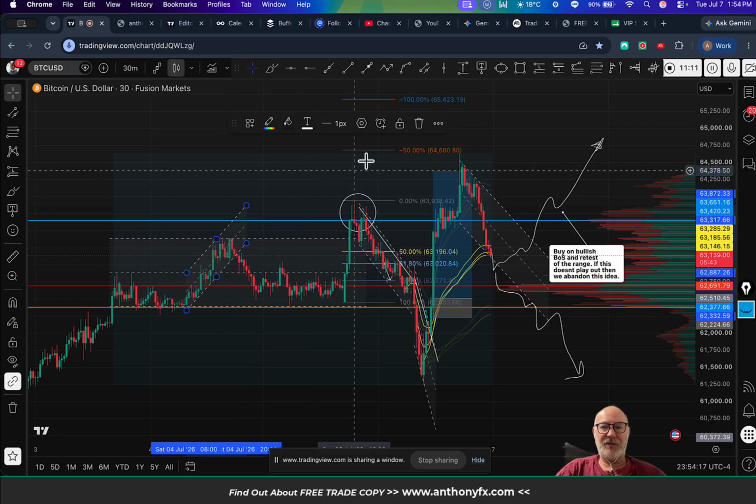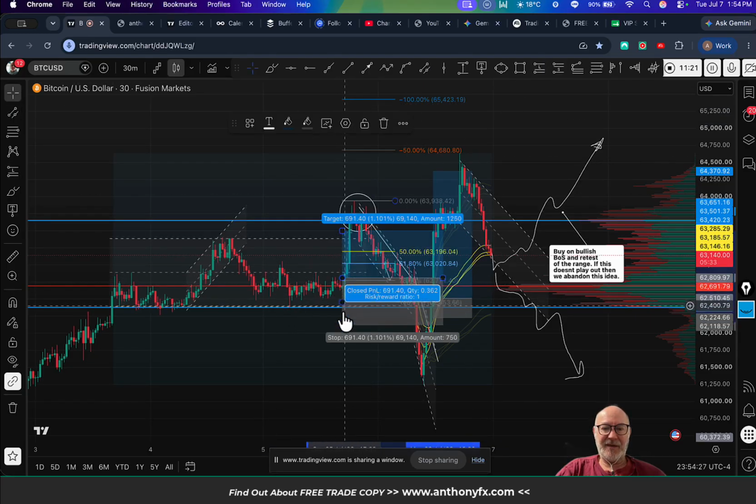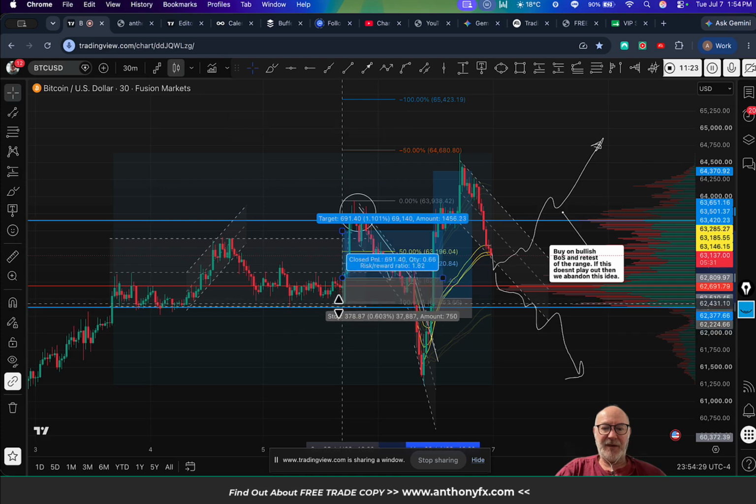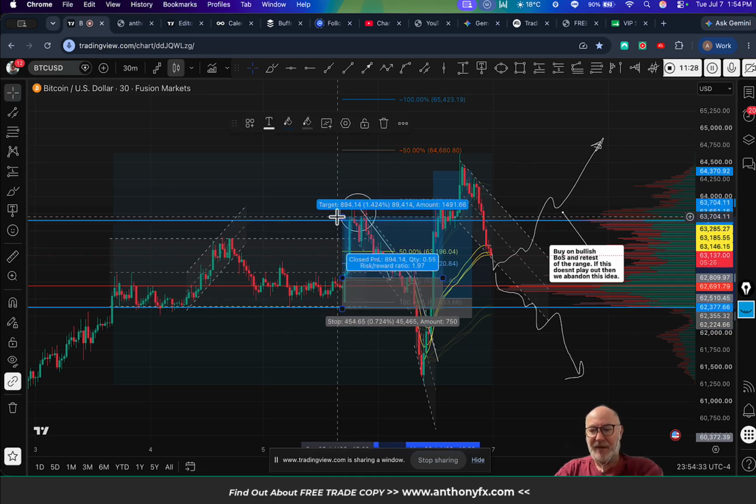Okay, go short. And down the bottom here, it fails to break through. There's a bullish break of structure right there. See that? There. That's it. Stop just under the low. That's a 2R target.